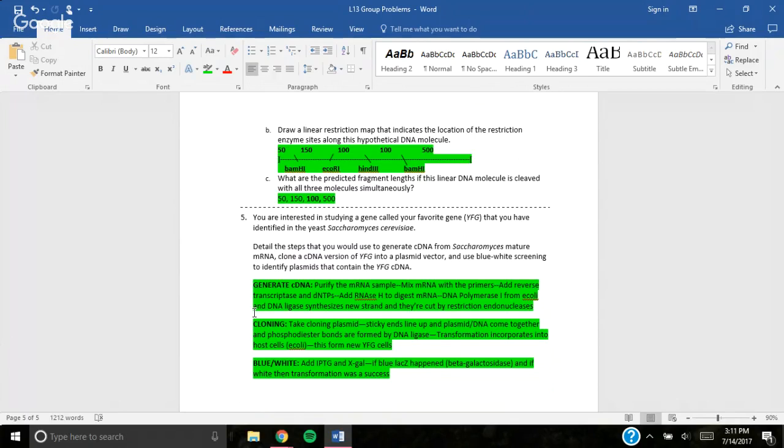And to do blue-white screening, you add IPTG and X-gal. If they turn out blue, then lacZ is active, and that's done with the beta-galactosidase. And if they turn out white, then transformation was a success. And that's what you know happened if they turn out white.